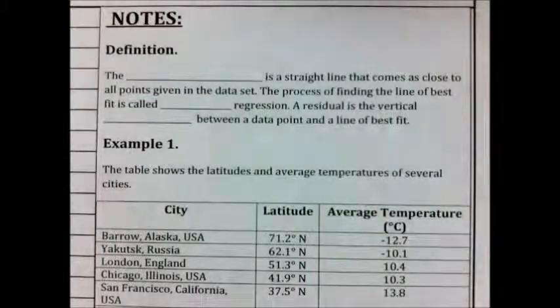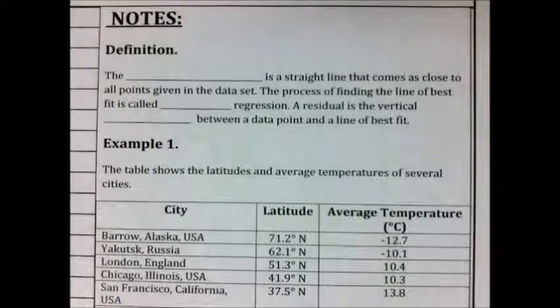The line of best fit is a straight line that comes as close to all points given in the data set. The process of finding the line of best fit is called linear regression. Okay, linear is that second blank. And a residual is the vertical distance between a data point and a line of best fit.